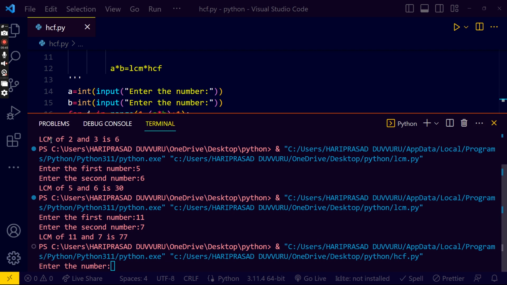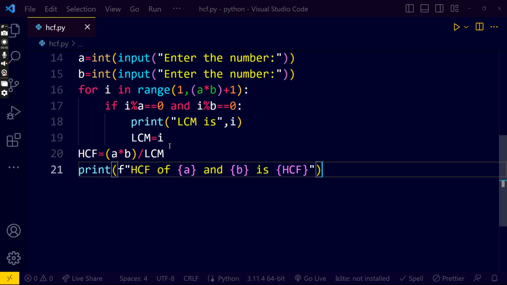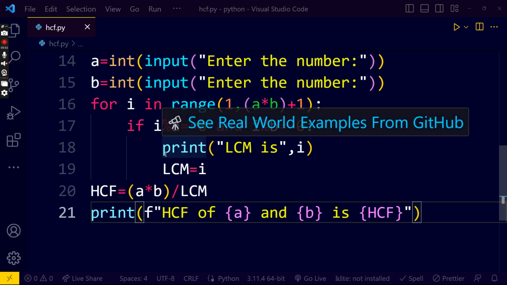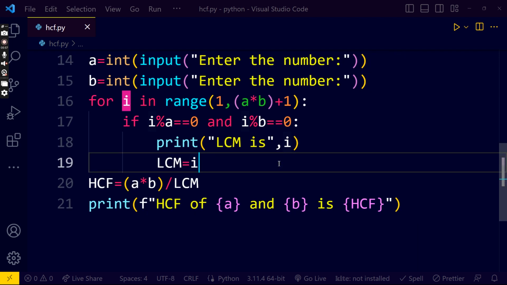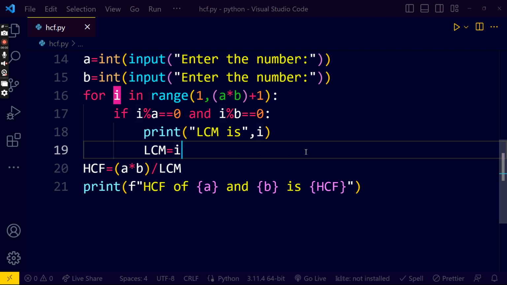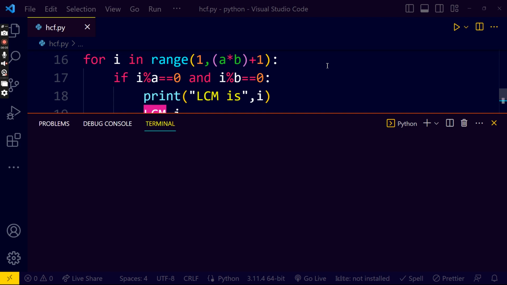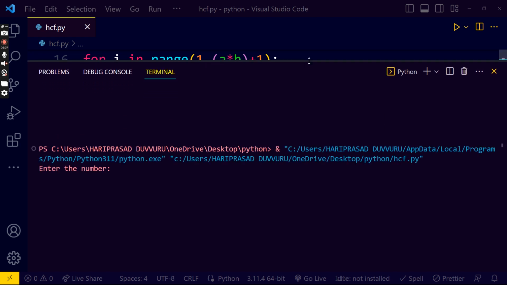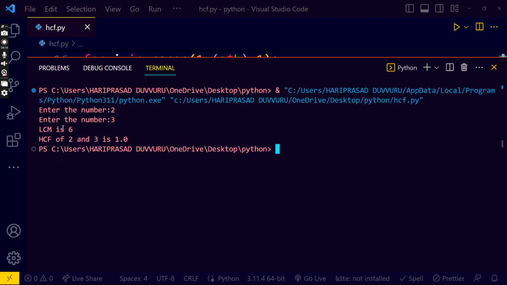Now you will see the output for this. I'm deleting the previous output. So this is the output. I'm zooming in so you can see it. Let us execute this. Enter the number, I'm entering 2, 3. LCM is 6, HCF of 2 and 3 is 1.6. Okay, I got a float number.